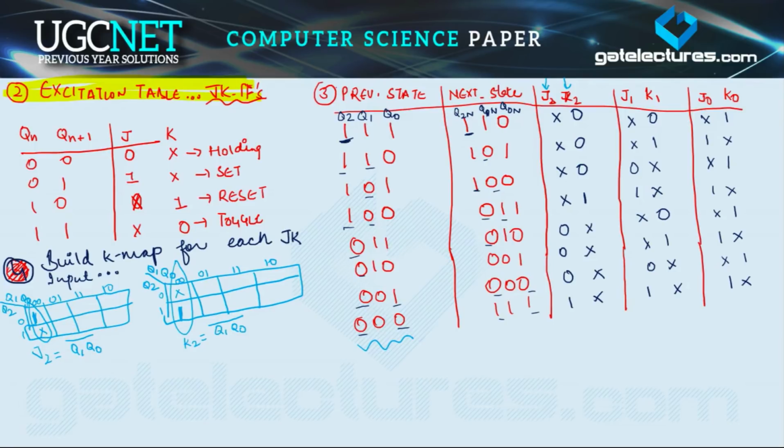Now find the input values for J1 and K1. Because we are finding the input values, that's why we are using the previous state to draw the K maps. We are not using the next state. Just remember this. Now what are the values of J1 and K1? In the same way you can calculate.